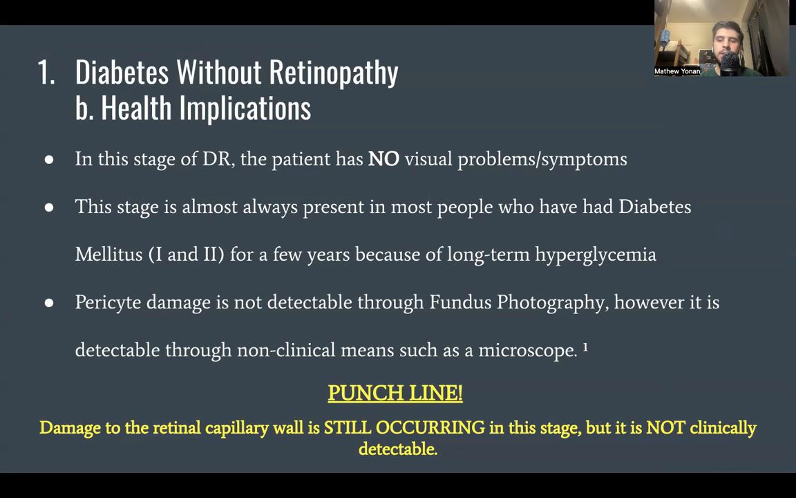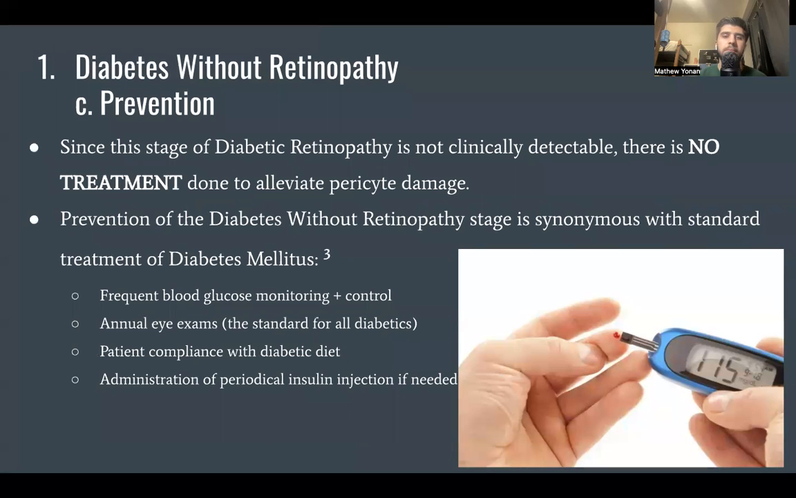I mean, it's in the retina, right? However, it is detectable through non-clinical means such as a microscope. So the punchline here is that damage to the retinal capillary wall is still occurring at this stage, but it's not clinically detectable. All right. So obviously we can't actually treat it because we don't know what's happening, right? So let's go right to prevention.